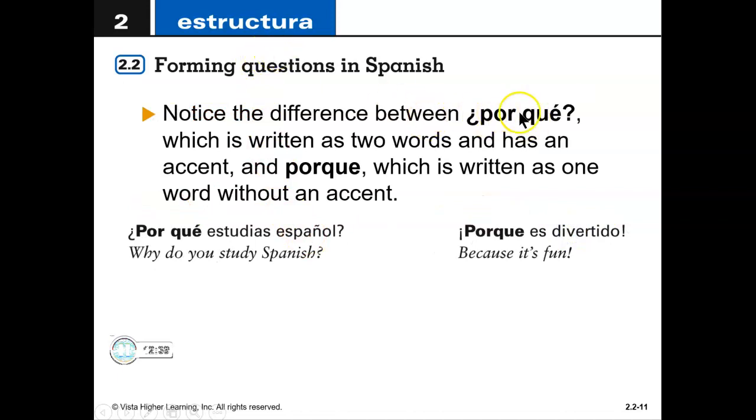Notice the difference between the word ¿por qué, which is written as two words and has an accent. Remember, ¿por qué means what? Sorry, it means why. Porque is written as one word and it doesn't have an accent. ¿Por qué estudias español? Why do you study Spanish? Porque es divertido. Because it's fun. Porque squished together, no accent is because. Por qué separated with an accent is why. They like to go together. We like to answer why questions with because. So when you see a why question, try to use because in your answer.